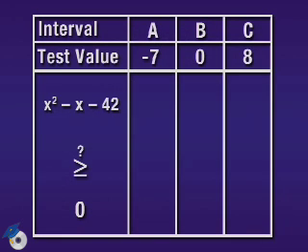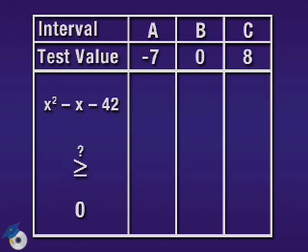Now that we have defined our 3 intervals, A, B, and C, we can choose a test value that falls within each of those intervals. I've chosen negative 7, 0, and 8. I will use those test values to evaluate whether or not x squared minus x minus 42 is greater than or equal to 0. So for the first interval, I'll substitute negative 7 in for x.